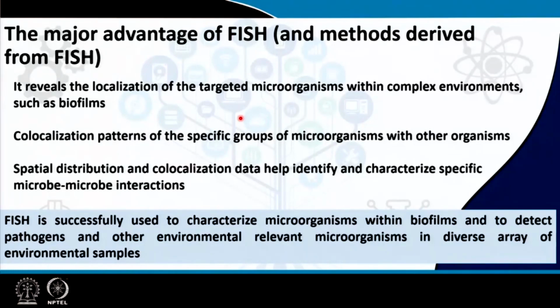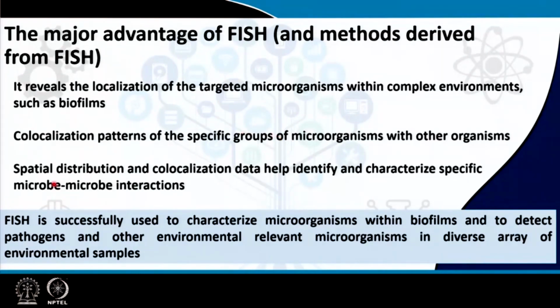Now, the major advantages of FISH, apart from giving you a view of the cells, are that it can tell you the abundance of the cells. It reveals the localization of the targeted microorganism within a complex environment such as a biofilm. Where a particular type of organism is located within a community, you can identify very well. It also shows co-localization patterns of specific groups of microorganisms with other organisms, because we know that microbes interact with other species. How a particular species is interacting with other species is revealed by the co-localization pattern.